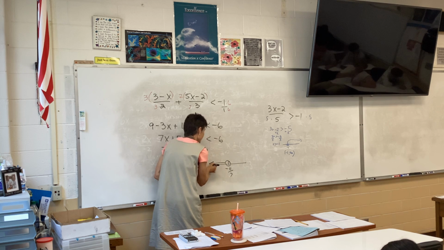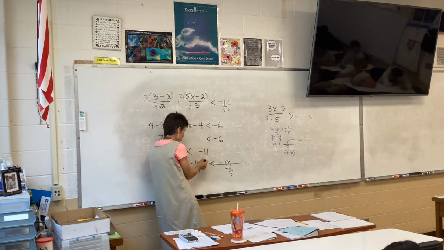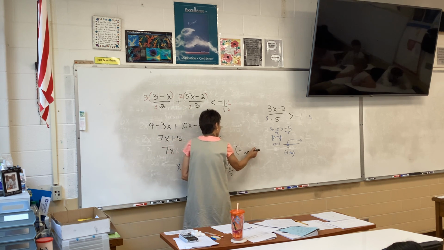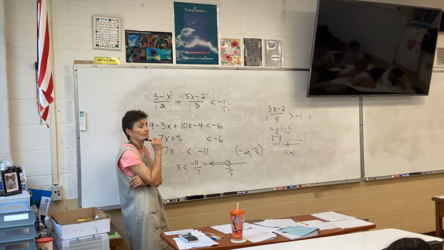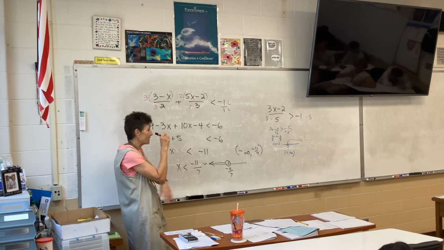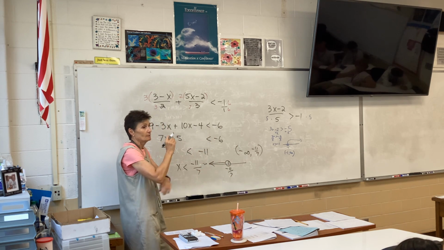Open dot, shaded this way. By the way, this is negative infinity out here. So my interval will be negative infinity, negative 11 sevenths. Now I did that part kind of fast. Does anybody have a question about that?